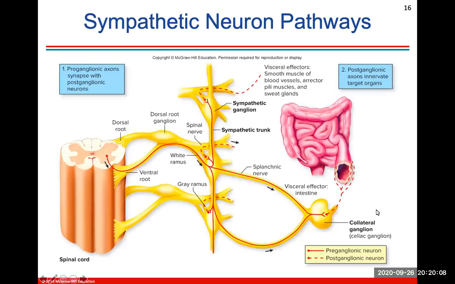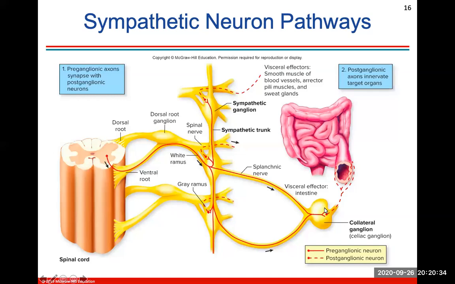So this is a look at some sympathetic neuron pathways. A motor pathway will always come out of the ventral root of the spinal cord, and you can see that whenever you see a solid line, that's a preganglionic neuron, and connected to a solid line would be a little space and then a dotted line, the postganglionic neuron.